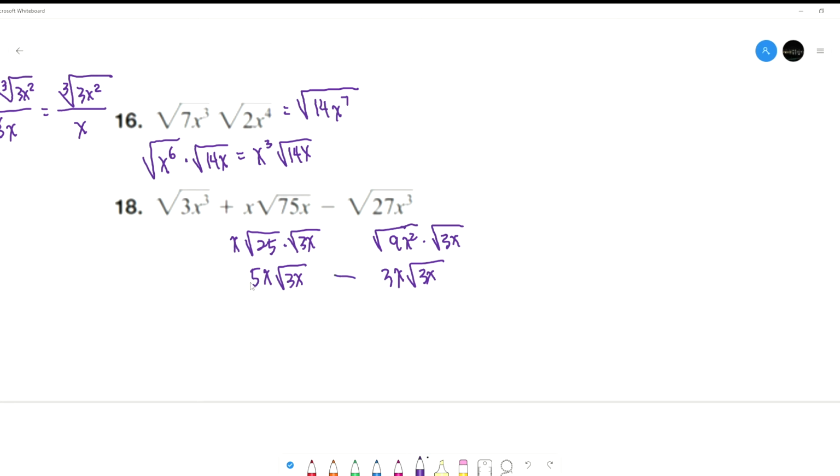So right now we have these three terms. Oh, I should have simplified the first term. I forgot. Hold on. X cubed, I didn't even see that, right? It's x squared times radical 3x. So this is x radical 3x. Alright, so now we see the like radicals. So x plus 5x is 6x, minus 3x is 3x radical 3x.